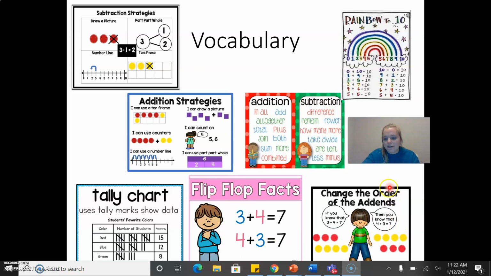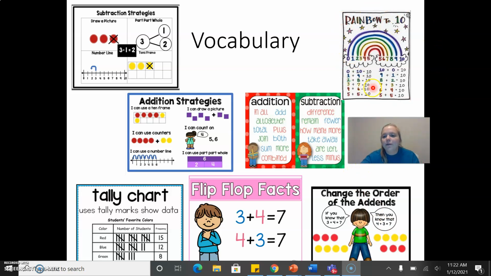These two posters down here tell me that I can change the order of the numbers I'm adding and get the same answer. So 3 plus 4 equals 7 and 4 plus 3 equals 7. Down here you have a picture of it. All of these counters are the same amount. We have 3 red and 4 yellow, which is 7. And over here we have 4 yellow and 3 red, which is also 7. We're going to talk about that a little bit more this week.